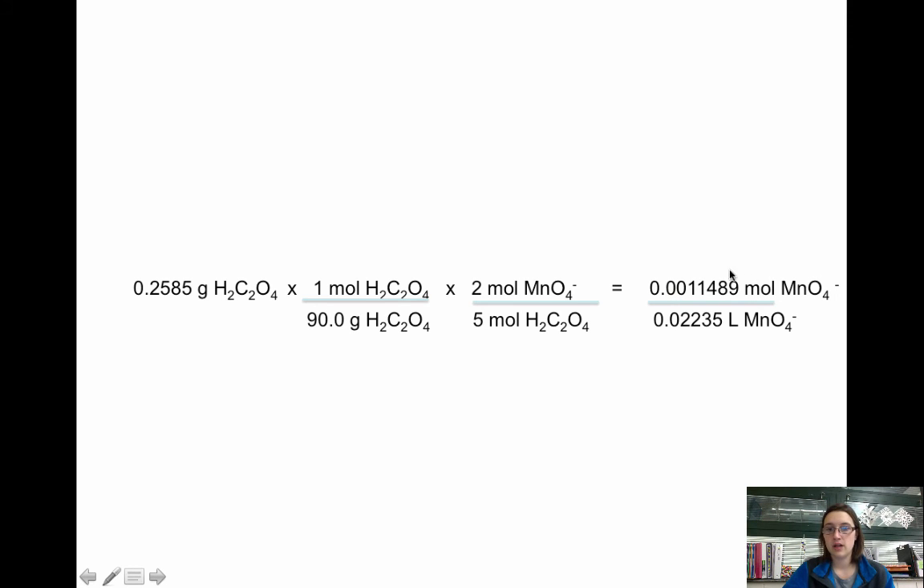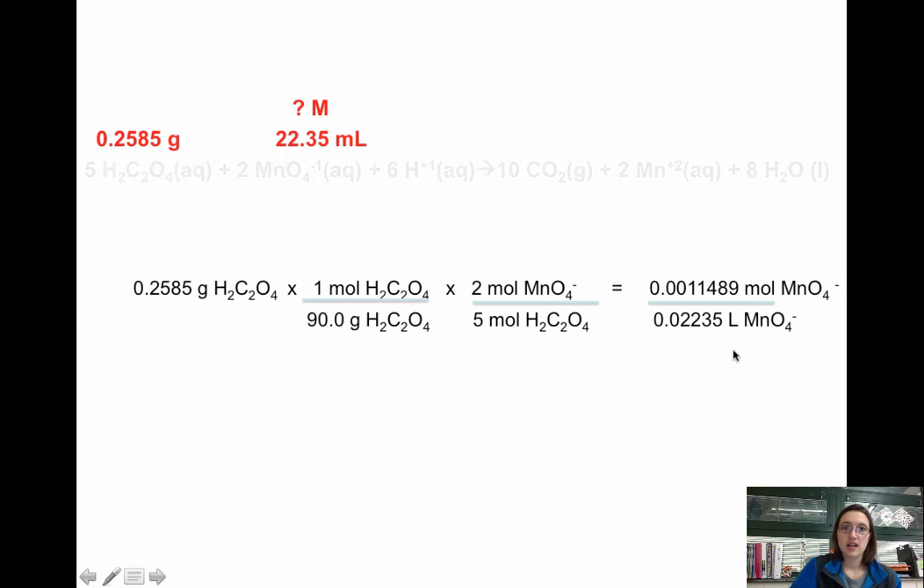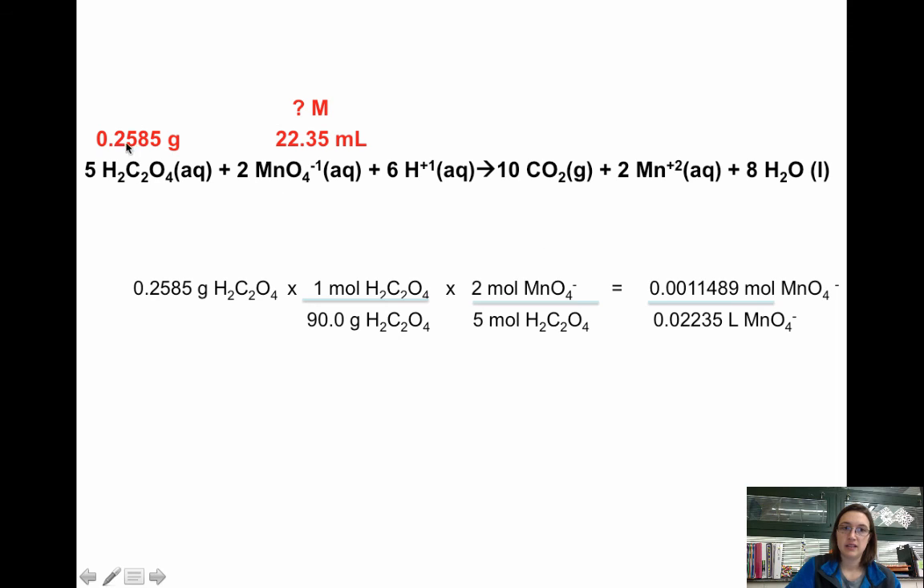Notice how I carried quite a few significant figures. Then you divide by the volume of permanganate, moles over liters. So if we take a look at this again, we had all this given information. We find that the concentration of permanganate, which in turn is the concentration of potassium permanganate because it's 1:1, is 0.0514 molar. So that is the concentration of the permanganate.